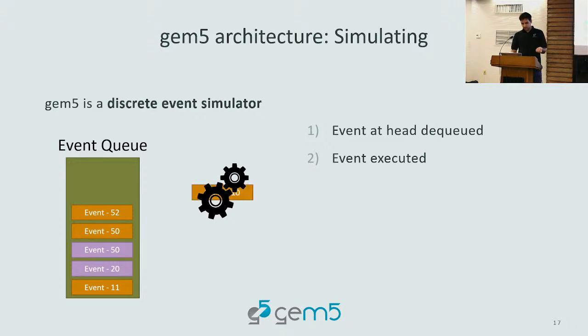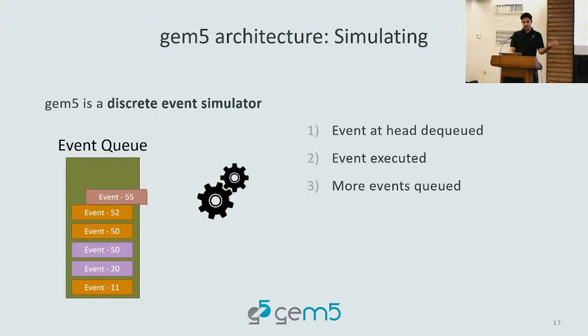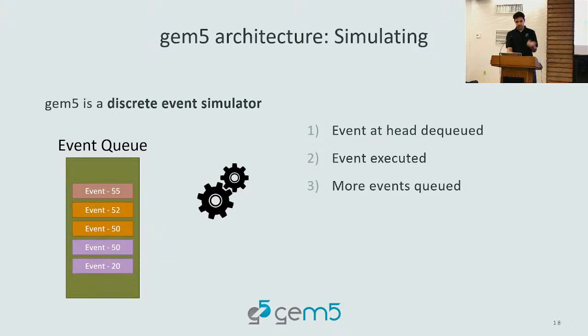So now, for example, event 10 is popped. It's executed. It adds an event at tick 55. And then event 11 is executed, and it wants to add an event at tick 51. Since this is a priority queue, this event will go and sit right here. It's not going to go to the back of the queue. Any questions?